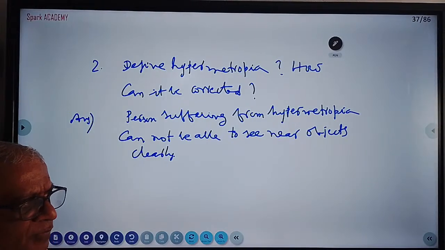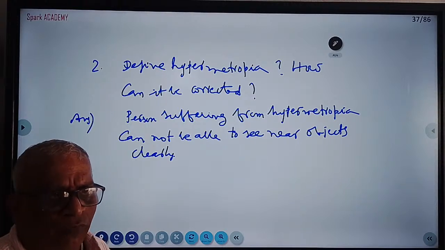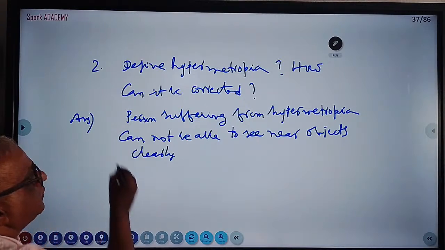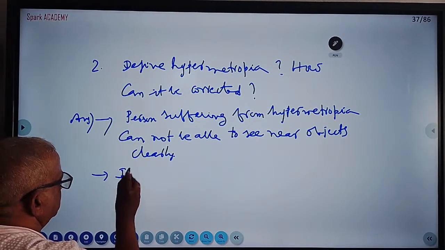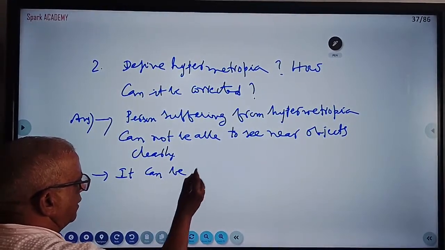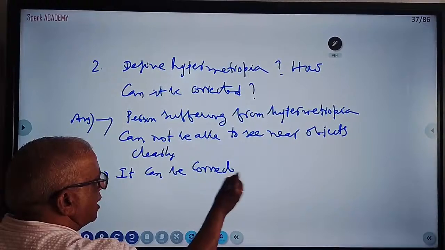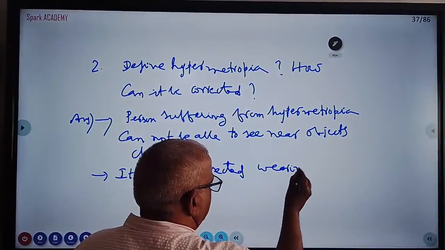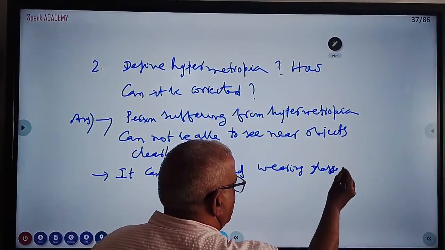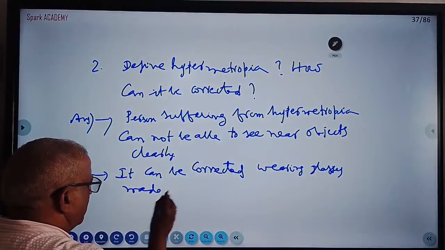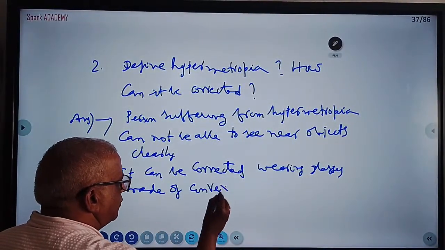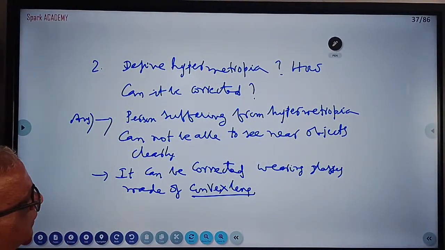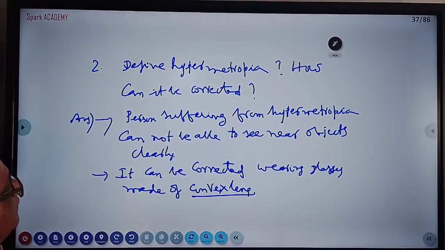Why? It forms the image before the retina. In the eye, the retina will be there, and the image is formed before the retina. To correct this, it can be corrected by wearing glasses made of convex lens. You have to use a convex lens to correct the power, and then exactly it forms on the retina. This is the correction. So this is hypermetropia.